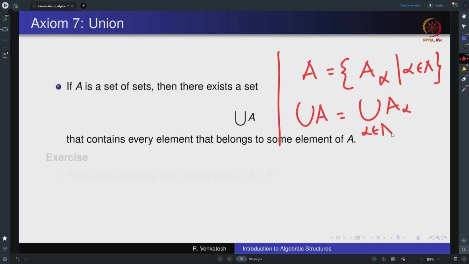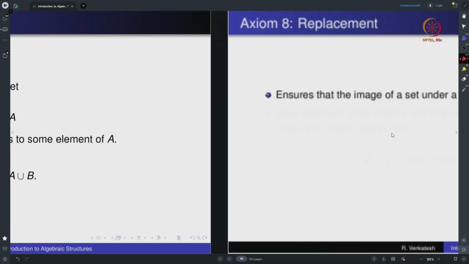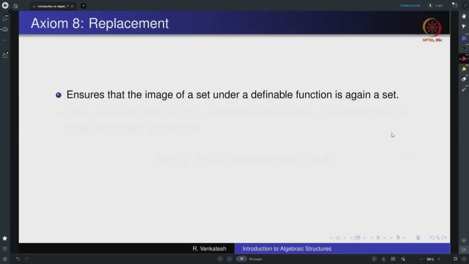Indeed, one can use axioms 1 to 5 to prove the existence of A union B. Maybe you can take that as an exercise. For the arbitrary union we will use this axiom, and the existence of finite union is also there. Okay. So, axiom 8 talks about replacement. It ensures that the image of a set under a definable function is again a set.